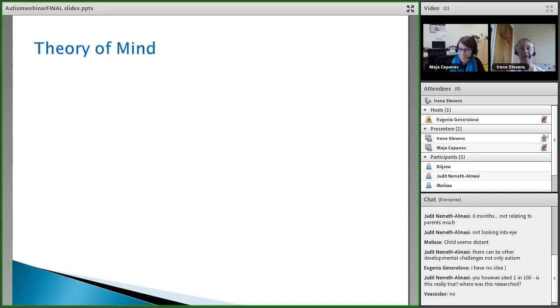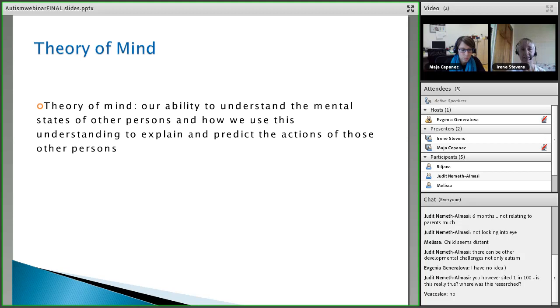So the first aspect of the behaviour of children and young people with ASD that I'd like to talk about is something called theory of mind. So theory of mind is our ability to understand the mental states of other people and how we use this understanding to explain and predict the actions of other people.